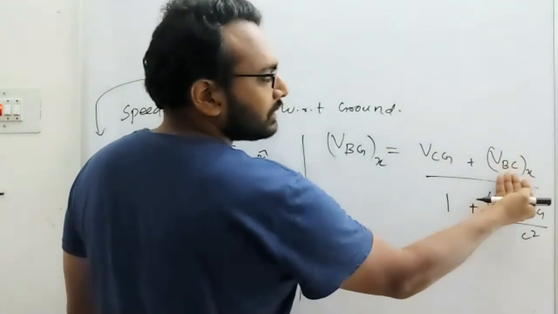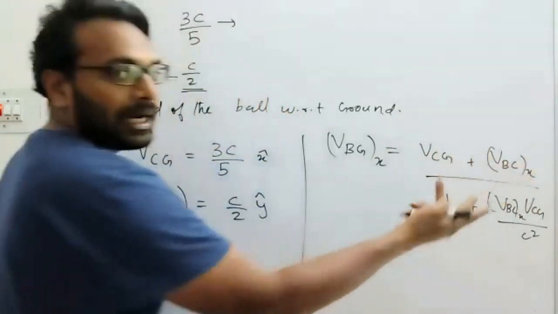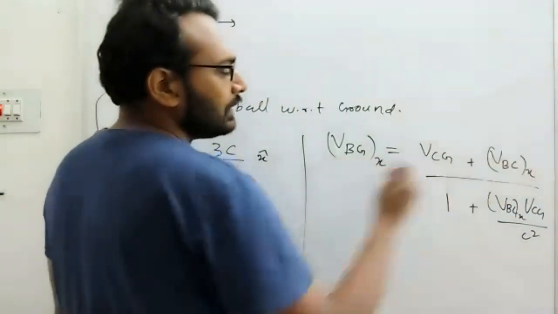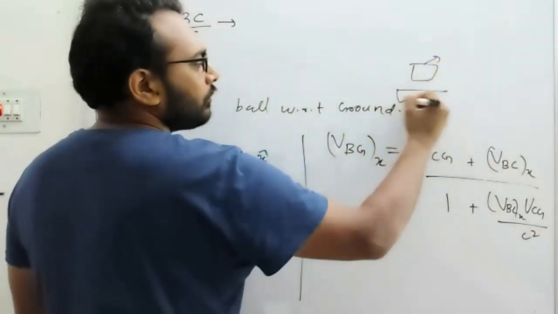So the ball has a velocity with respect to the car, and the car has a velocity with respect to the ground. So you just have to add them when you are looking from the ground, right? So what's the velocity of the ball with respect to ground? You just have to add. It's just like throwing a ball from a train, if you are looking from outside.